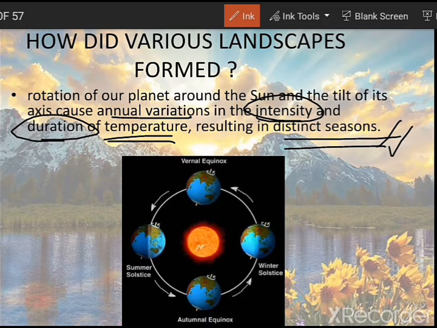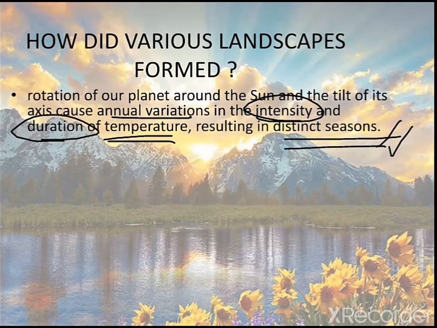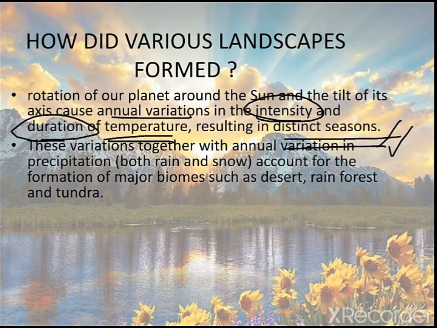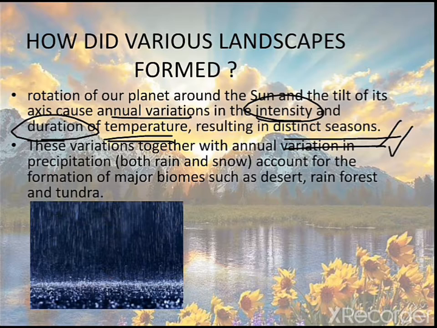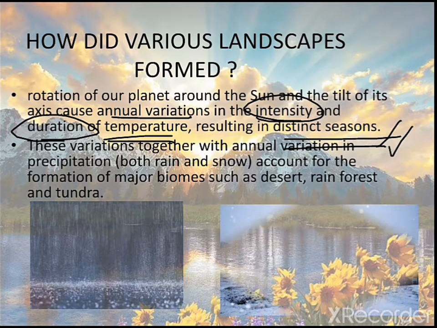But the argument does not end over here. So let us see the second argument. The second argument is that along with these variations, there is an annual variation in precipitation as well. There is a variation in the temperature that is due to the tilt of Earth around its own axis and also due to the revolution around the Sun. And along with that, there is also an annual variation in the precipitation. This annual variation in precipitation can be in terms of rain and also in terms of snow. Both of these account for the formation of major biomes. So the precipitation can either be rain or it could be snow.